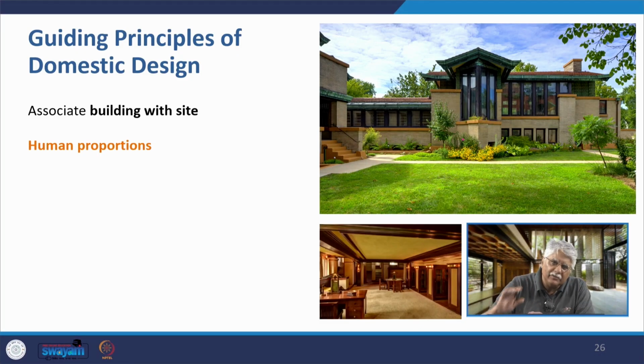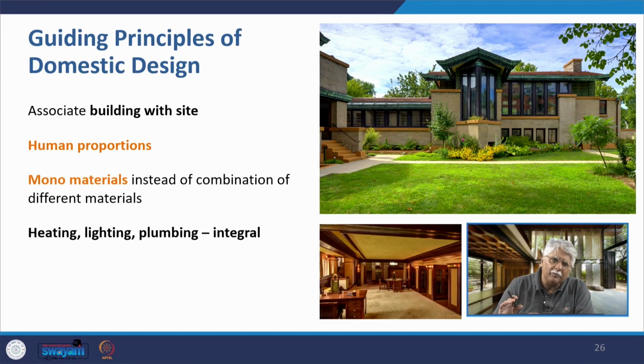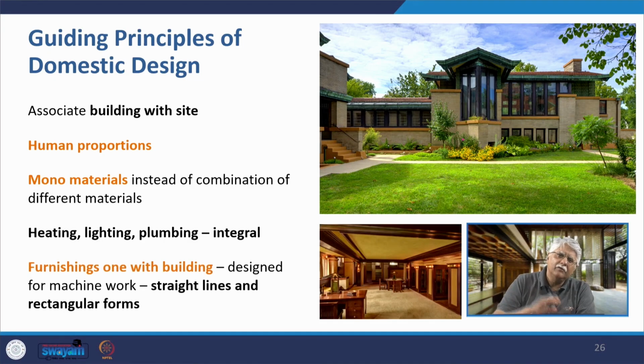Associate the building with the site, make it with human proportions. Use mono materials instead of combination of different materials. There should be heating, lighting, plumbing integral to the house. Furnishings should be one with the building, designed for machine work with straight lines in rectangular forms.